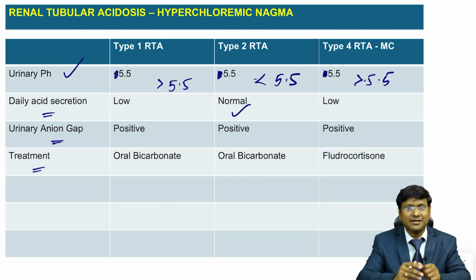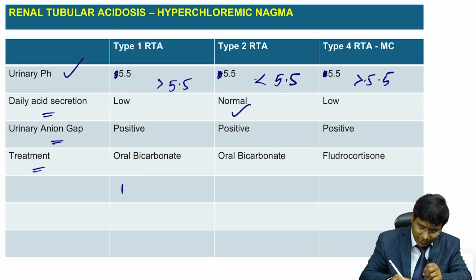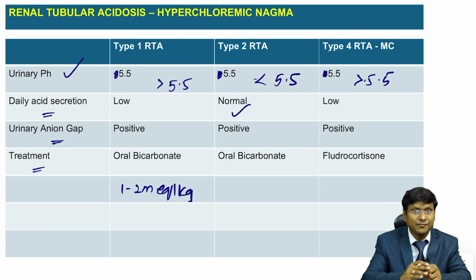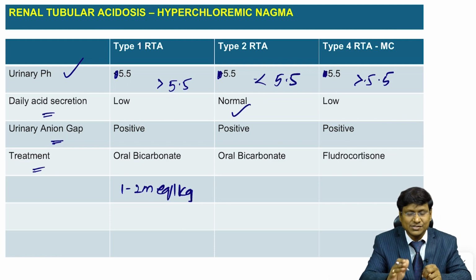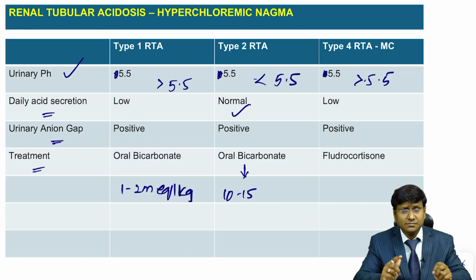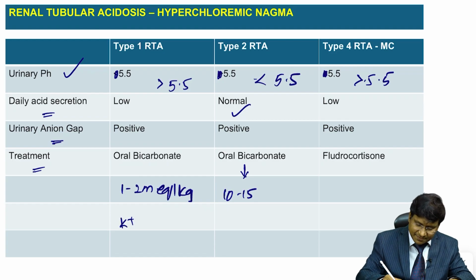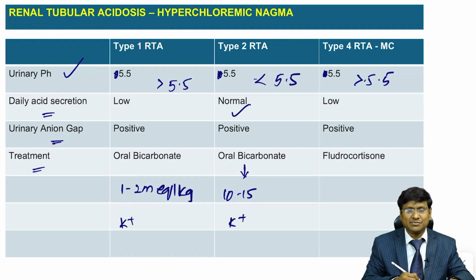Then coming to the treatment, in case of type 1 you need to give oral bicarbonate, and the dose is 1 to 2 milliequivalents per kg. But in type 2, the problem itself is the bicarbonate loss, so you need to give a high dose of bicarbonate, around 10 to 15 milliequivalents per kg of sodium bicarbonate, and along with that potassium supplementation should be given in both type 1 and type 2.